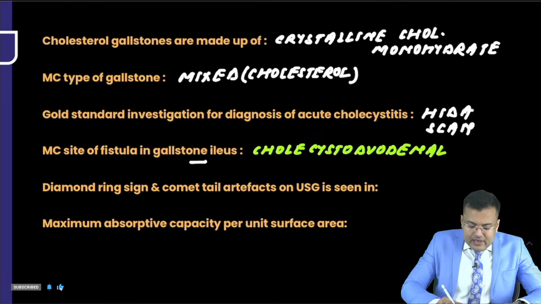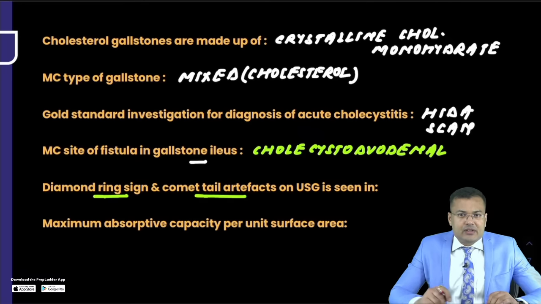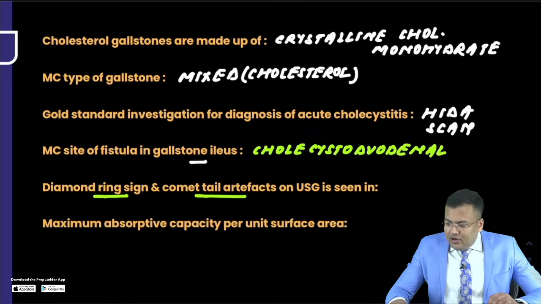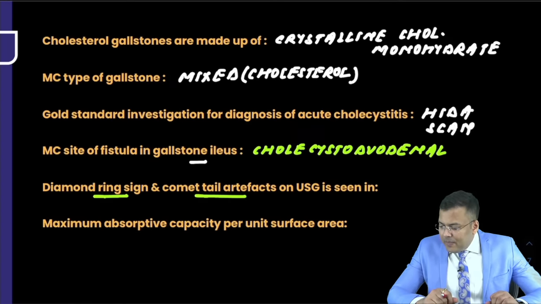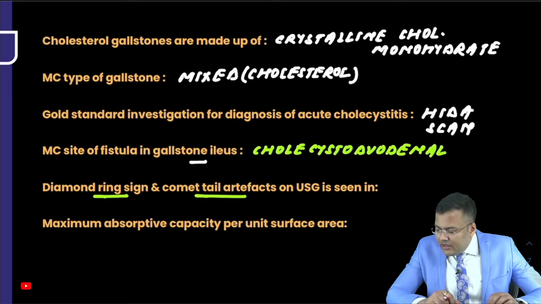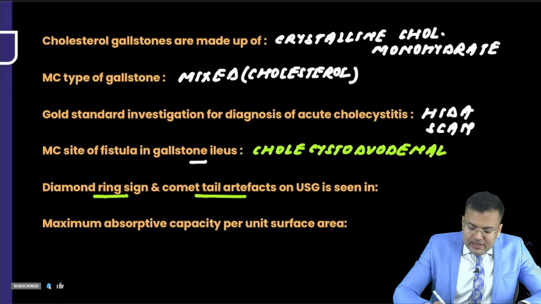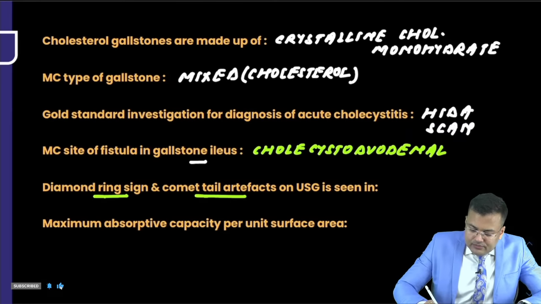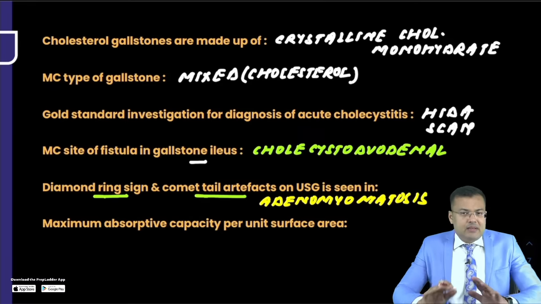Next question. Diamond ring sign and comet tail artifacts, these are seen in which condition? Tell me guys. First person, Campylobacter, Jiten Yadav, Deepak Shahu, Ankit Gujjar, Vishal Raj. Very good. It is seen in adenomyomatosis.